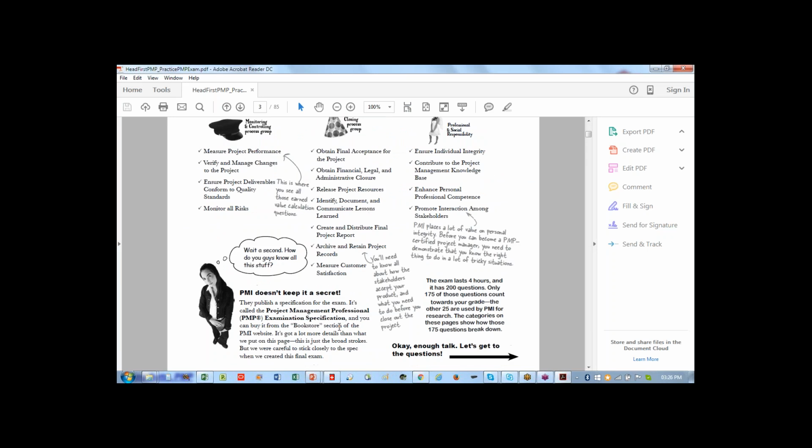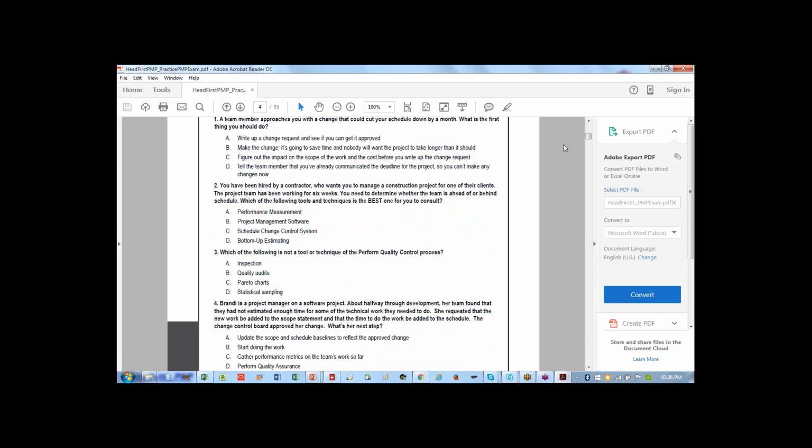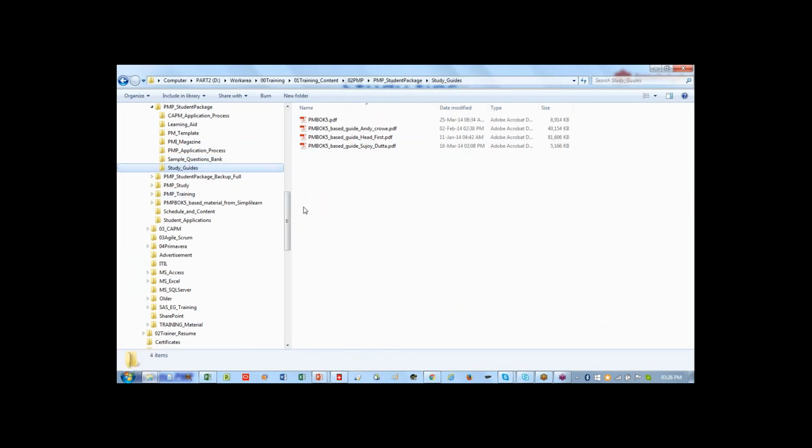They have a book on the PMP guide. So this is the set of questions, and the answers are down below. So these are 4 sets, and there are 2 more sets which I will show you. So they are inside the study guide.